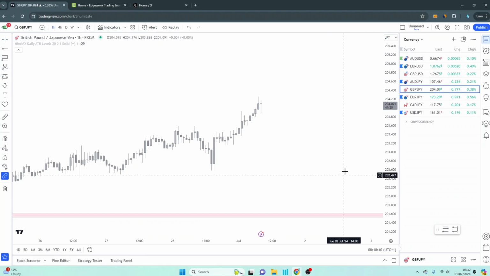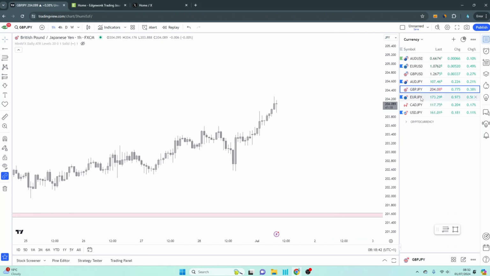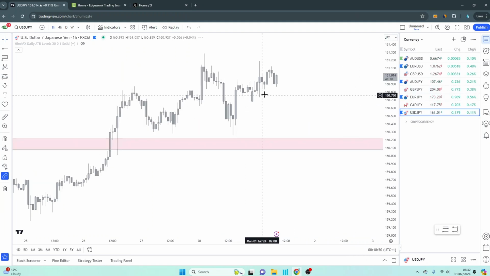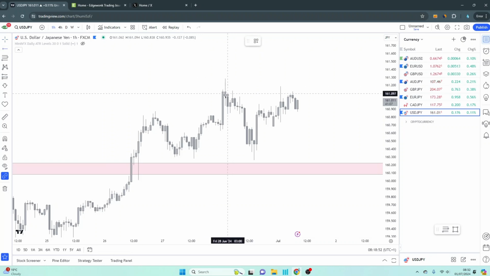Pound Japanese yen. Nothing much apart from up movement. CAD JPY. Nothing to get in on here as well. And we're still looking for some sort of double top entry up here, break and retest.